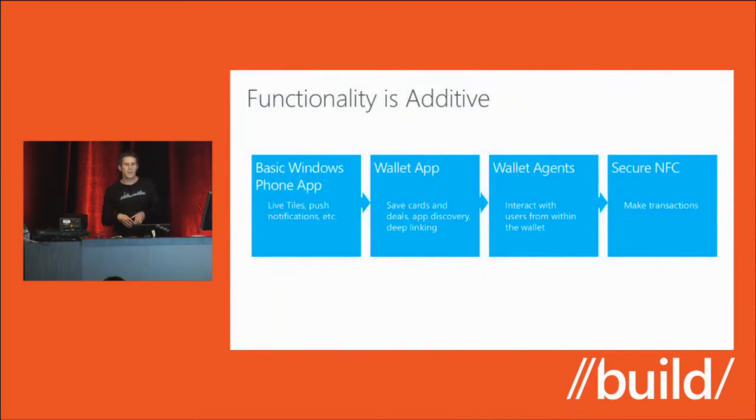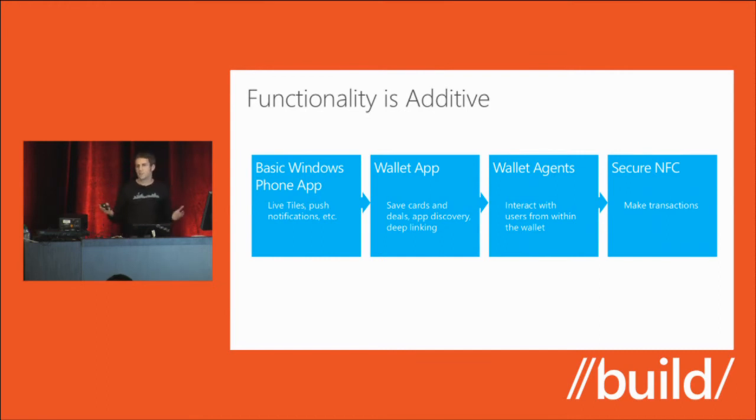Having said that, I do want to stress that all the functionality we've talked about is additive. You never have to make a choice between, well, do I build a Windows Phone app or do I build a Windows Phone wallet app? The wallet functionality is just additional. And so your app still shows in the store along with all the other apps. When a user downloads and installs your app, it still shows in the list of all apps. It's just that there's extra entry points in the wallet now.